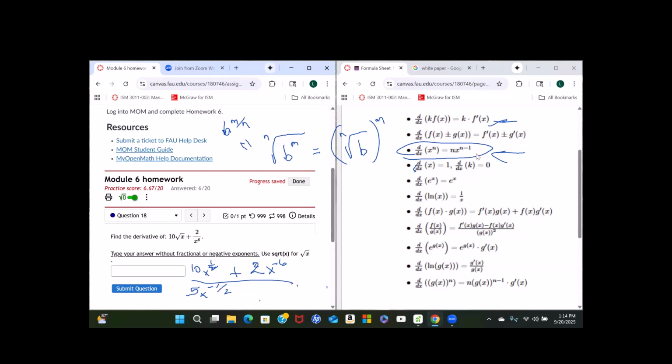Do you see how much quicker you can do it once you get used to it? I'm not saying you have to do it this quick. You can take 10 steps. I don't care.